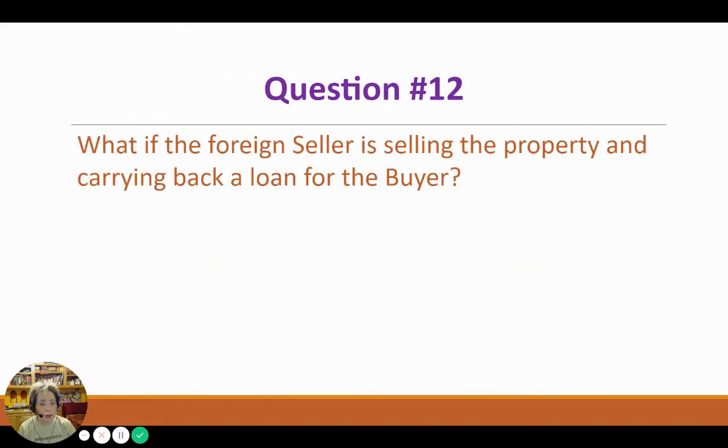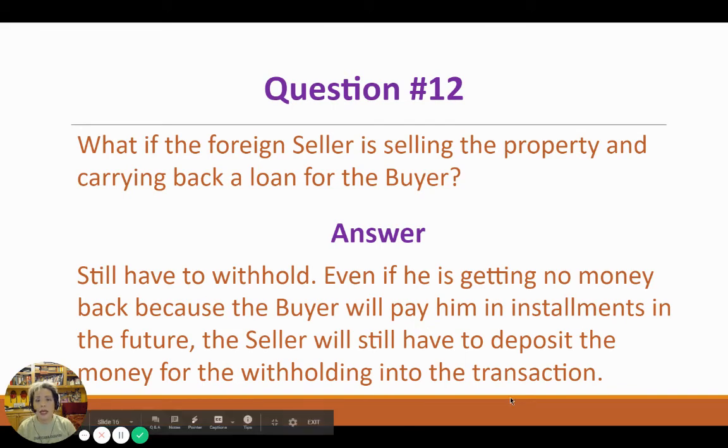Question number 12. What if the foreign seller is selling the property and he's carrying back a loan for the buyer? This is when the buyer maybe doesn't have enough money or can't get a loan for himself, and so the seller is willing to lend the buyer the money. You still have to do this withholding, even if the seller is not getting any money back because the buyer is going to be paying him back in installment sales in the future. The seller will still have to withhold, and he's going to have to bring in this money for this withholding before the close of escrow.